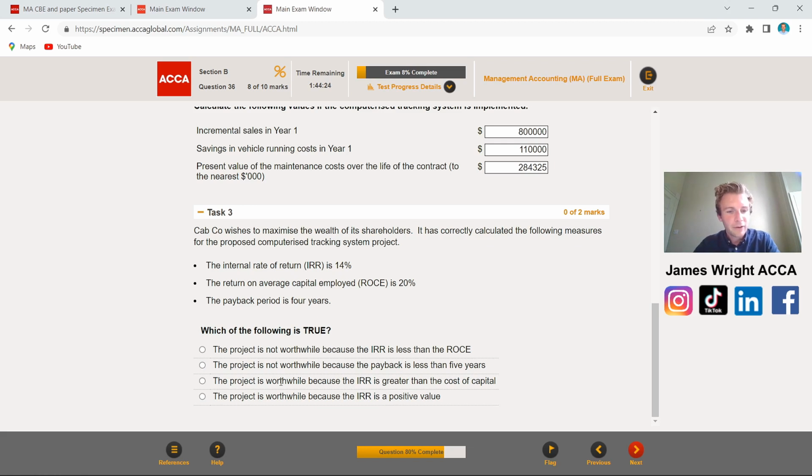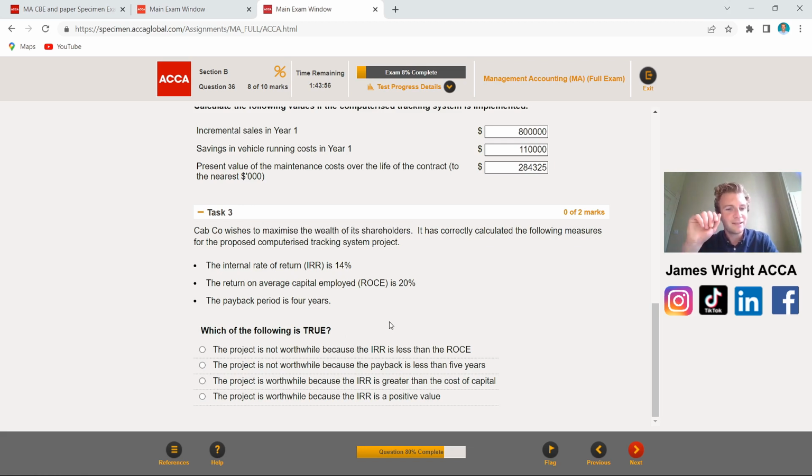So we've got on here that the project is not worthwhile because the IRR is less than the return on capital employed. And the key thing to be aware of is whether it is true or not, which is to maximise the wealth of shareholders. And this is where we now need to judge these, because we're asked about the correctly calculated measures on the proposed system. So the project is not worthwhile because the IRR is less than the return on capital employed.